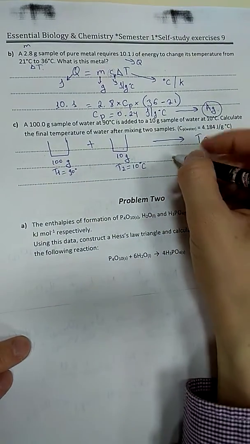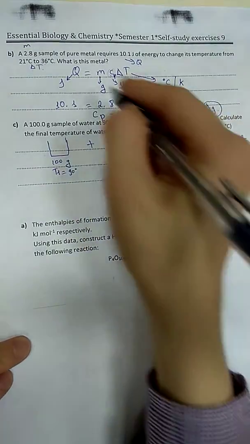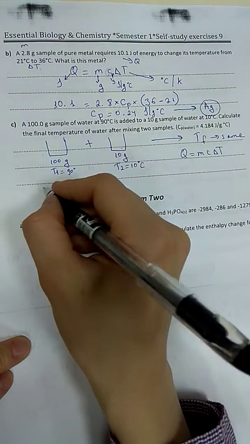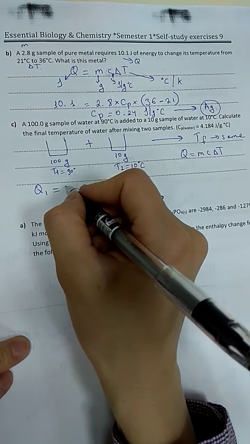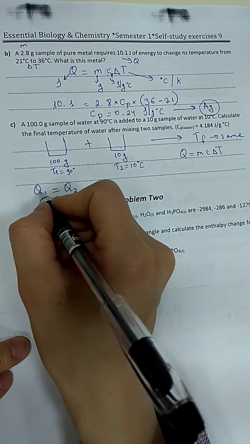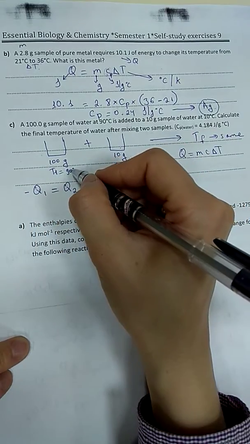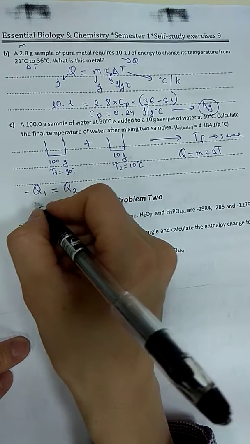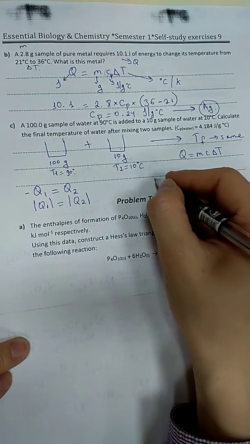So how do we find the energy change of water? Again, we use the formula Q equals mc delta T. The heat change of the first sample, Q1, should be equal to the heat change of the second sample of water. But one sample will have minus Q, because it is losing energy and its temperature is being decreased. Or you can consider that the modulus of Q1 will be equal to the modulus of Q2.